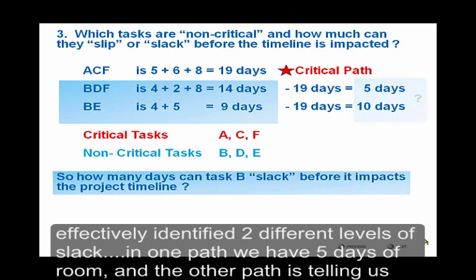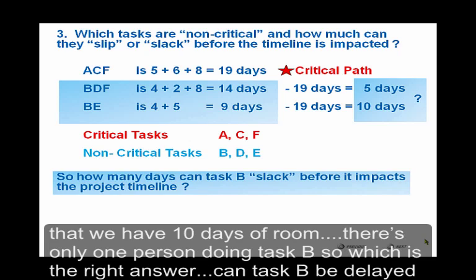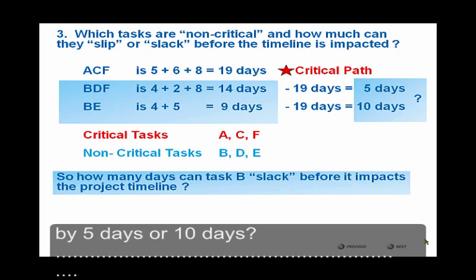So we've effectively identified 2 different levels of slack. In one path, we have 5 days of room, and the other path is telling us that we have 10 days of room. There's only one person doing task B, so which is the right answer? Can task B be delayed by 5 days or 10 days?